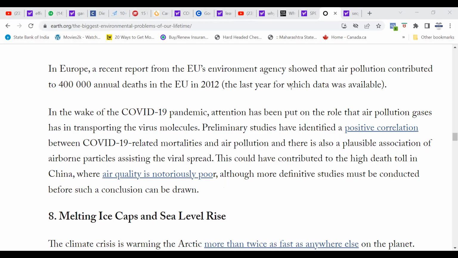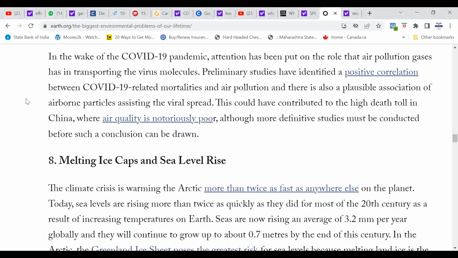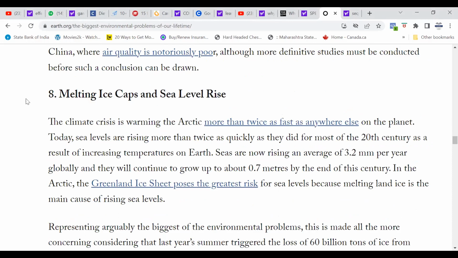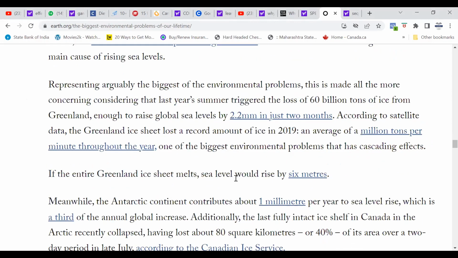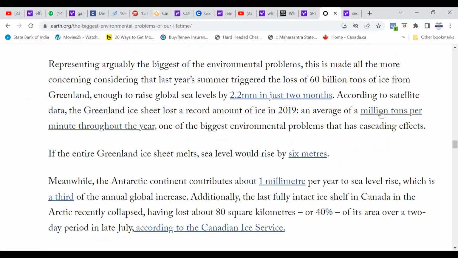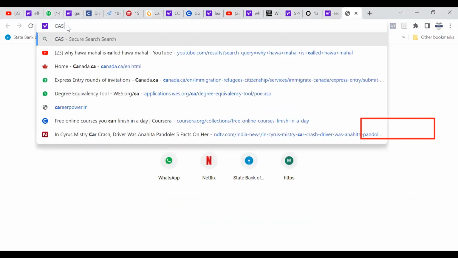Then we are talking about melting ice caps and sea level rise. This is another issue, alongside air pollution and water pollution. It is posing the greatest risk. See this: millions of tons per minute is melting and having a cascading effect. Now what is a cascading effect? Everything falls down, like a cycle falls, cascading.